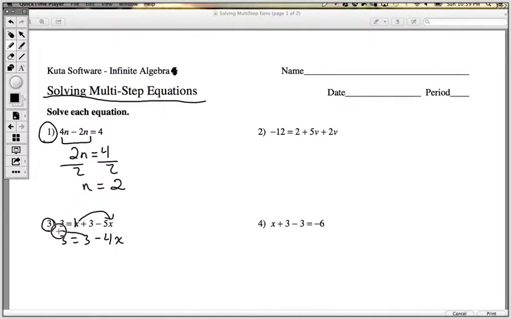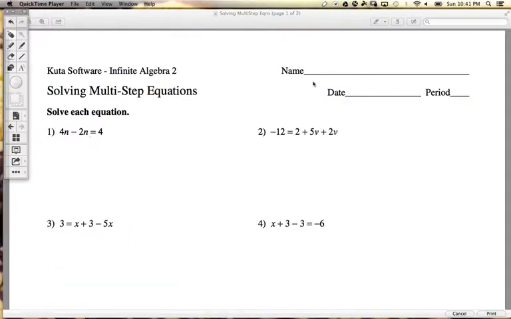Then I can move this 3 over to the other side. That would give me negative 3 plus 3 equals negative 4x. Or more simply, 0 equals negative 4x. At this point, you can use some reasoning, or you can do a little bit more algebraic stuff. But either way, you wind up getting x equals 0. Okay, so there's those. Let's scroll down and look at a couple more of these.